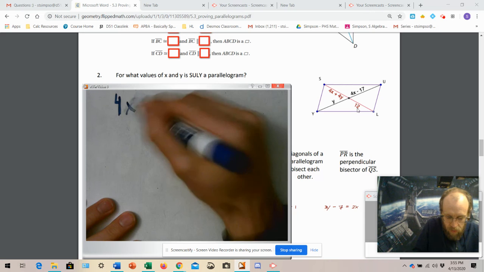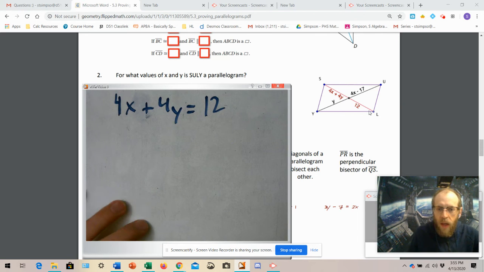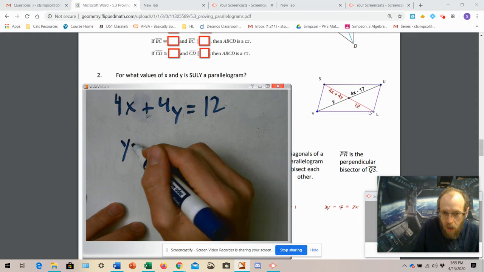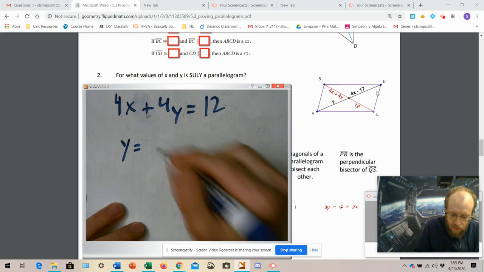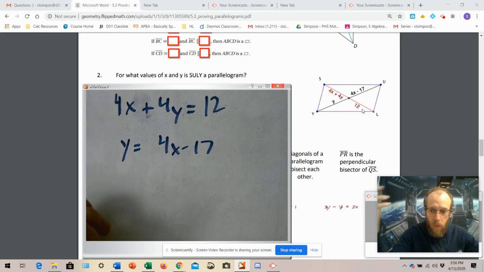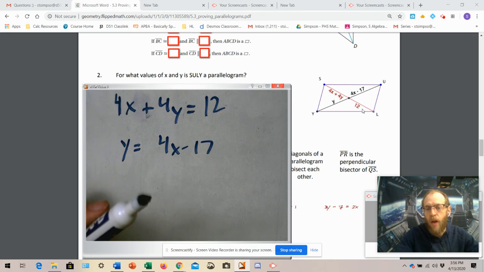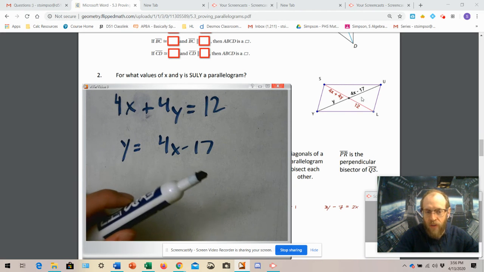So in other words, 4x plus 4y has to equal 12. They have to be the same length. And I also know that y should equal 4x minus 17. Again, if this is to be a parallelogram, the two halves of each diagonal have to equal each other. Or in other words, the way the rule is stated is that the two diagonals bisect each other. They cut each other into equal halves. So y has to equal 4x minus 17.